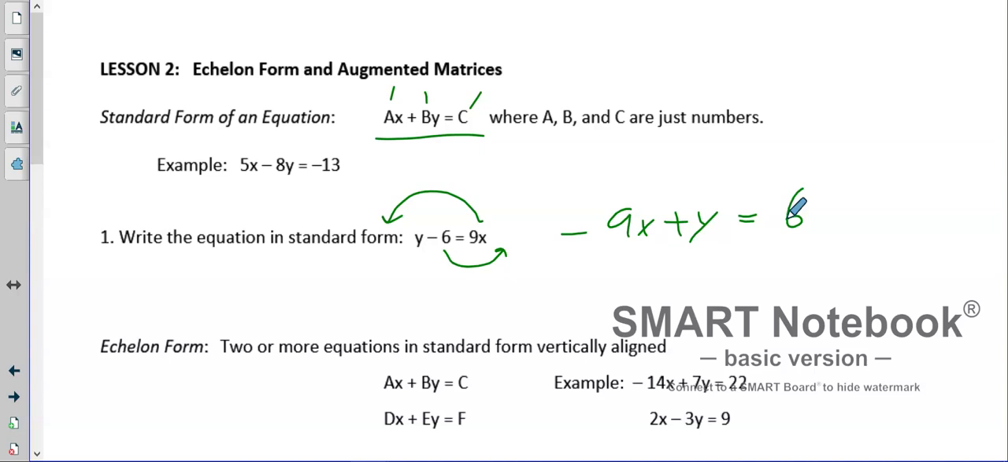Now, some of you might have said, well, why not just move the y over? I could have done that. It would have just been negative 6 equals 9x. I'm sorry, just move the y over. I would have had this, 9x minus y. Notice all the signs are opposite. Okay? We would have ended up, it's the same thing. It doesn't really matter. Even though they look different, it would end up the same in the end. Okay?